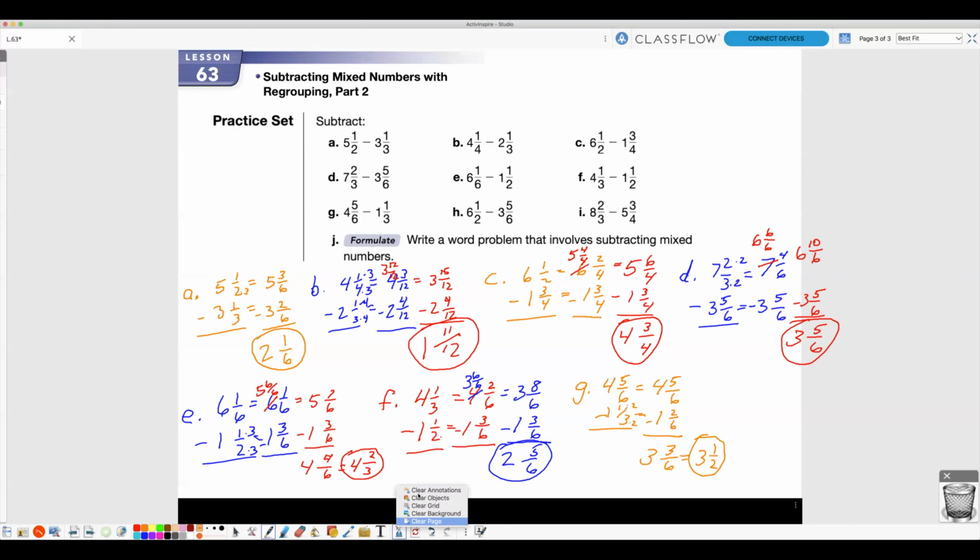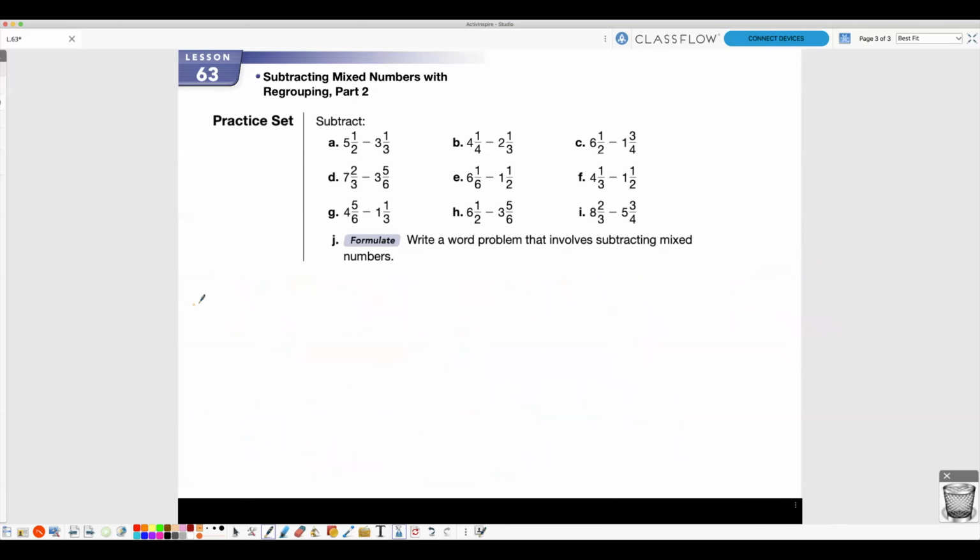All right, I'm going to clear the board for letter H. We have 6 and 1/2 minus 3 and 5/6. So if I was going to complete this, I could see that 3 and 5/6 is going to stay the same. This one would be 6 and 3/6, because 2 times 3 is 6, and 3 times 1 is 3.